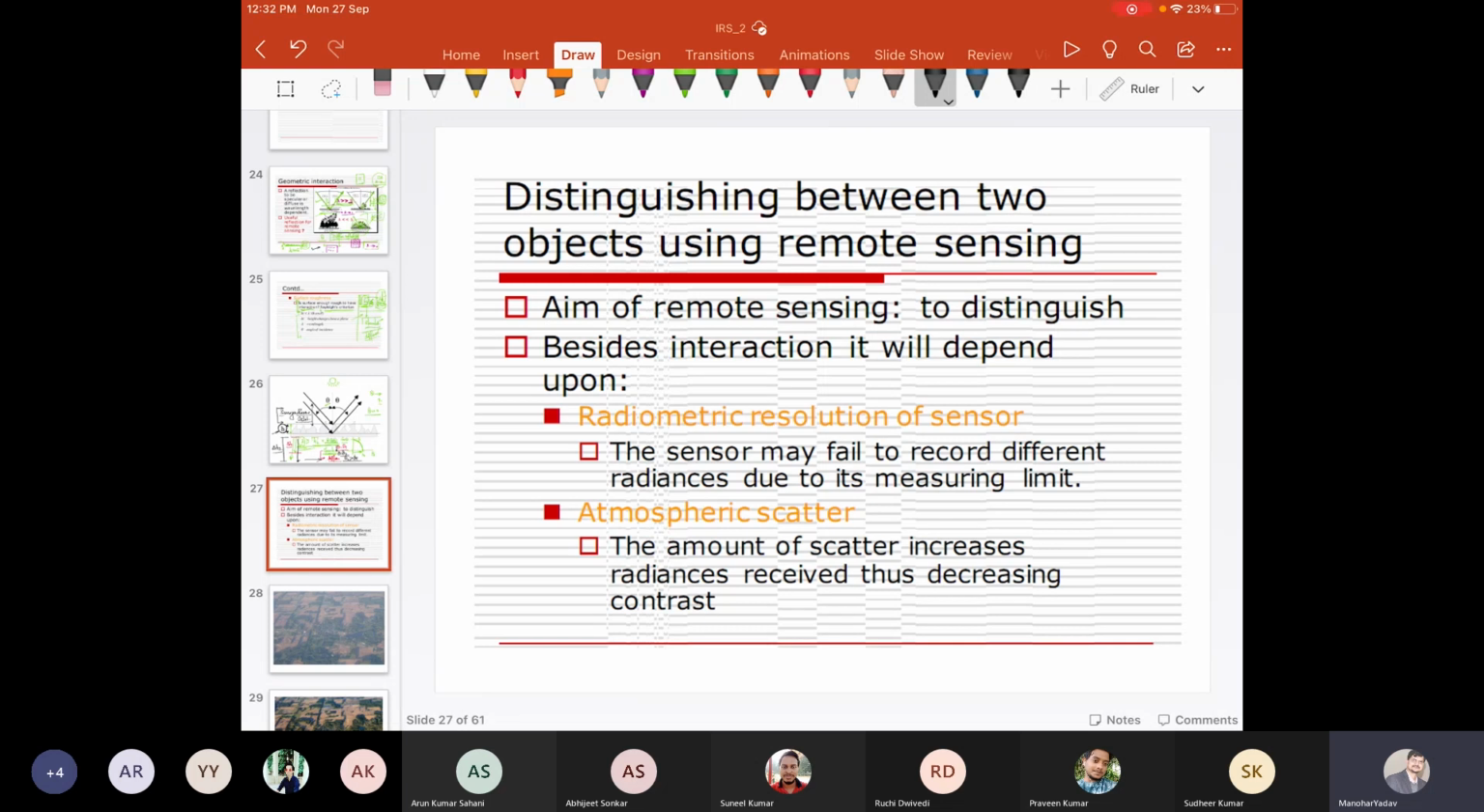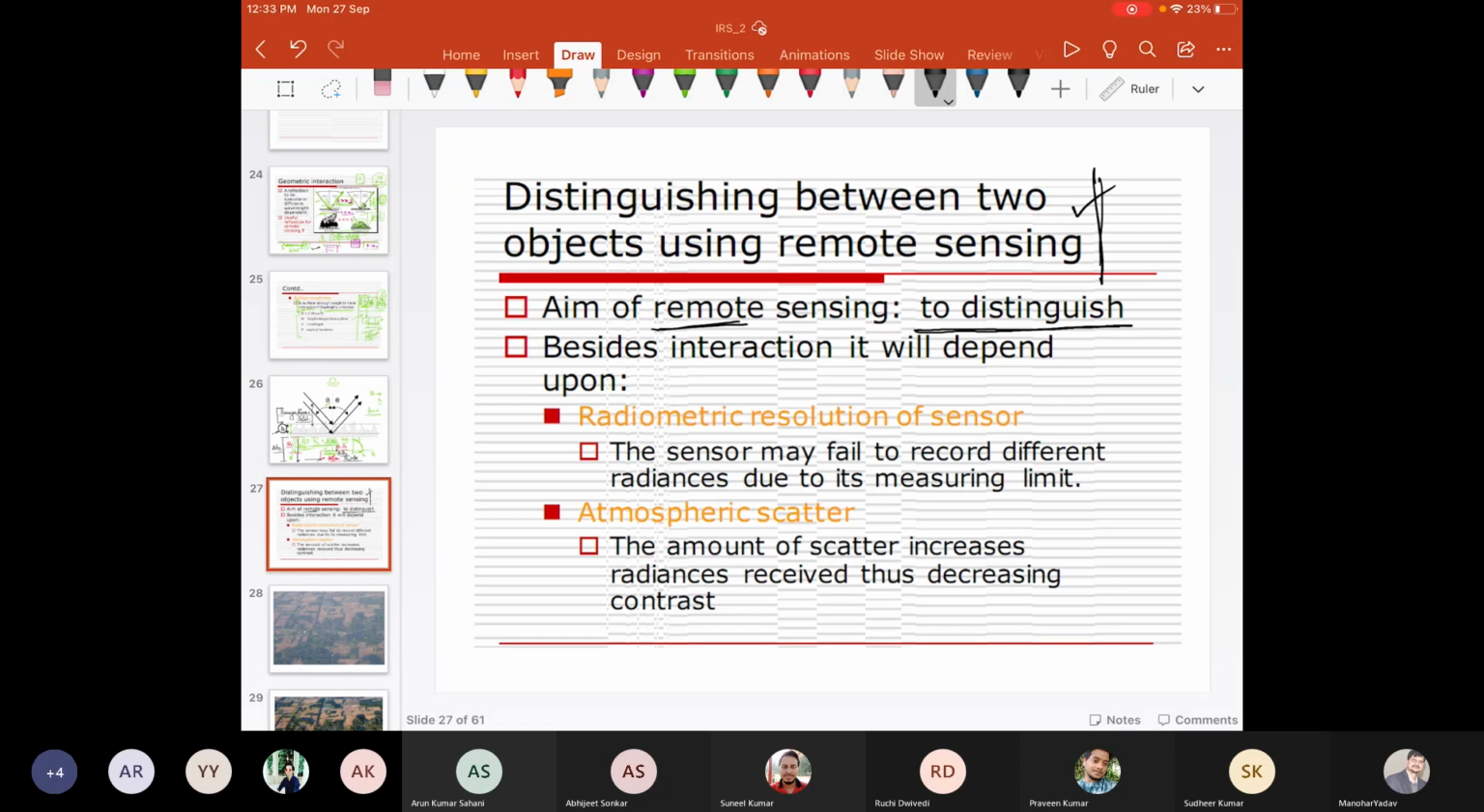Okay, so now based on this discussion, how do we distinguish between two objects using remote sensing? What is our aim behind remote sensing? Our aim is to acquire geo information in terms of images. By analyzing the images, we need to identify the different objects, as well as classify the objects. So do we have enough information in the images to distinguish the various features?